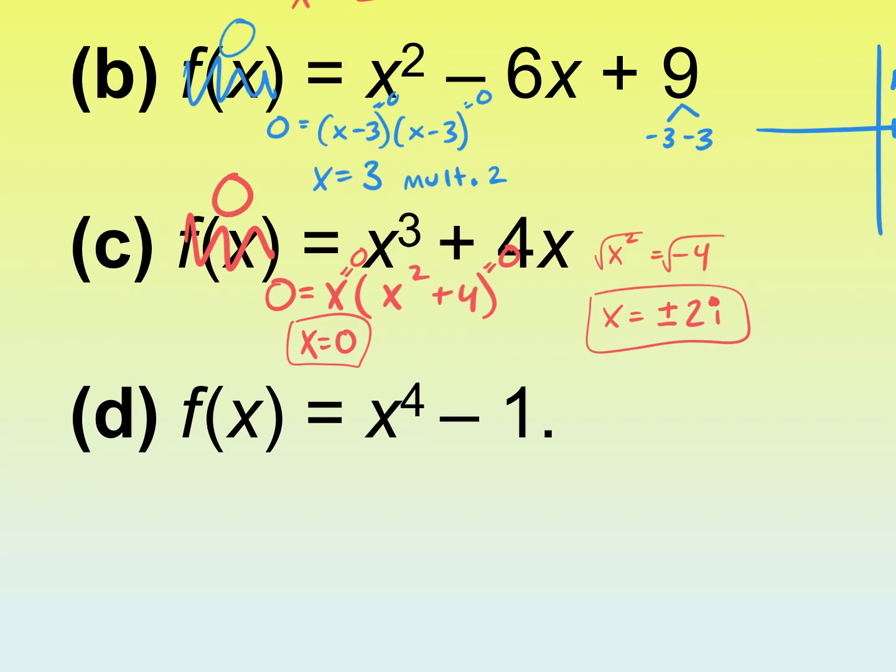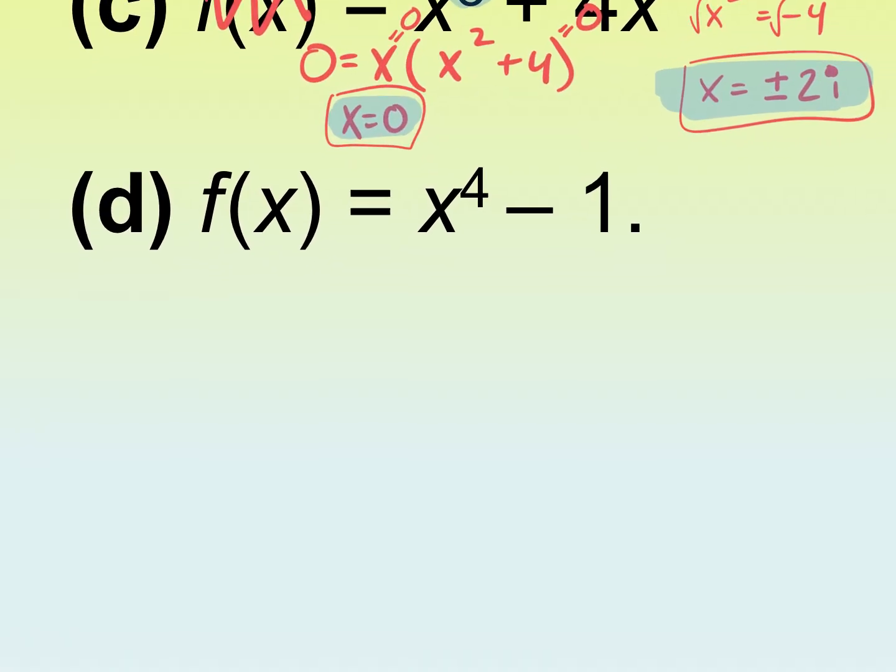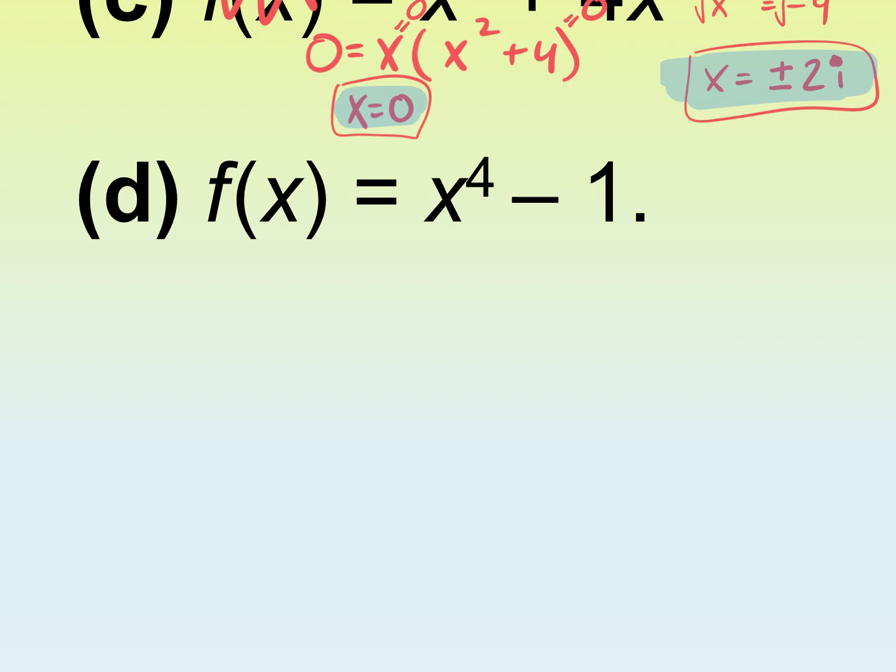So notice how in A, we had x to the 1st power, so we have 1 answer. In B, we have x to the 2nd power, so technically we had 2 answers, because we had a multiplicity of 2, even though they both ended up being the same answer, but we still had 2 solutions. In C, we had x to the 3rd power, so here we had 3 solutions. We had 2i, -2i, and 0. How many solutions do you think we're going to have in D? 4. So let's solve. What would we do to solve here?